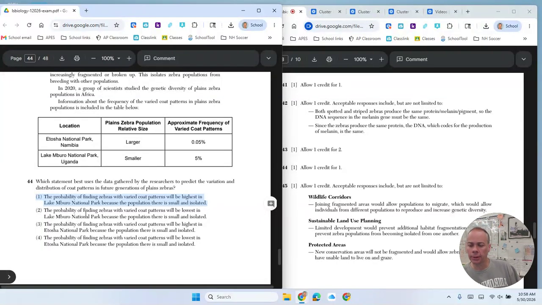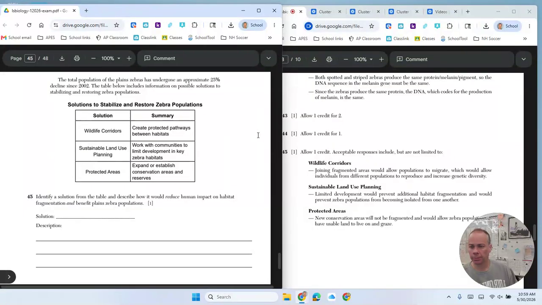Number 2, probability of finding zebras with varied coat patterns will be lowest in Lake Mburo. No, it's higher, much higher in Lake Mburo. So 2 is incorrect. Number 3, probability of finding zebras with varied coat pattern will be highest in Etosha. No, it's lowest in Etosha. 3 is incorrect. And number 4, probability of finding zebras with varied coats will be lowest in Etosha. That's correct. Because the population there is small and isolated. No, the population there is larger. So that's incorrect. That leaves us with choice 1, which is the correct answer. If you got it, give yourself +1.